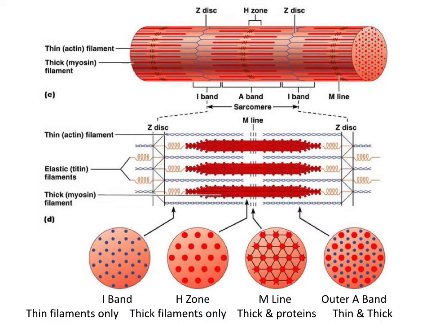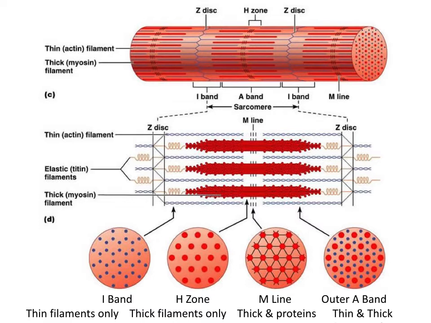It's the overlap that increases and decreases. I hope you understand that. If you look at the blue, it never gets longer or shorter. The red never gets longer, never gets shorter. It's only the overlap that changes, and that's how the muscle gets shorter and gets longer. Well, since the A band is just the length of the thick filament, the A band also never gets longer, never gets shorter. It's just the entire length of the thick filament.